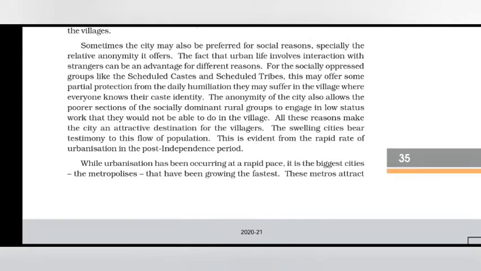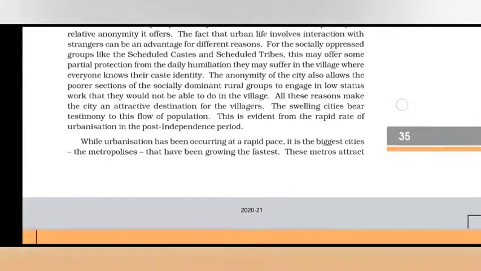especially relative anonymity. The fact that urban life involves interaction with strangers can be an advantage for different reasons. For socially oppressed groups like Scheduled Castes and Scheduled Tribes, this may offer some partial protection from daily humiliation they may suffer in the village, where everyone knows their caste identity.